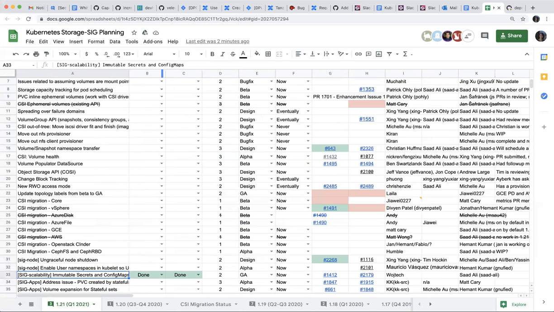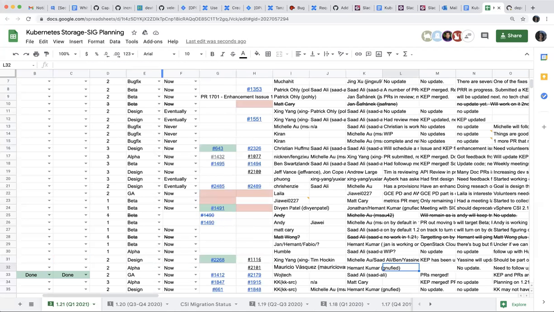And next one, enable user namespace in kubelet, so UIDs get shifted. Okay, do we have any update? Okay, so Herman is reviewing this. Herman, do we know anything about this one? I haven't had a chance recently to review it. If anybody else has cycles to review it, that'll be much appreciated.